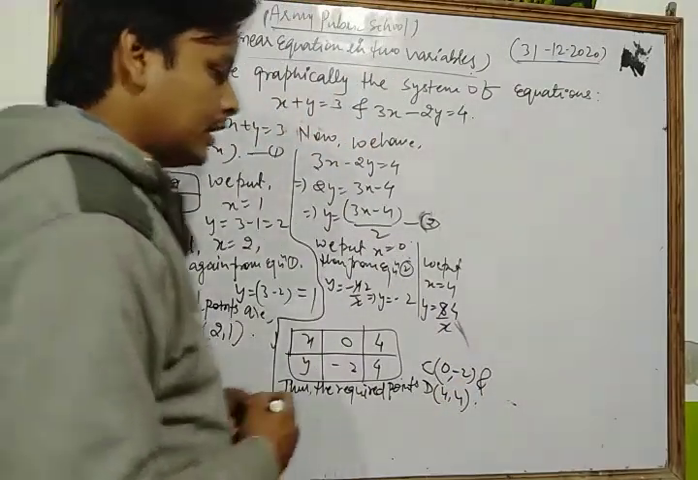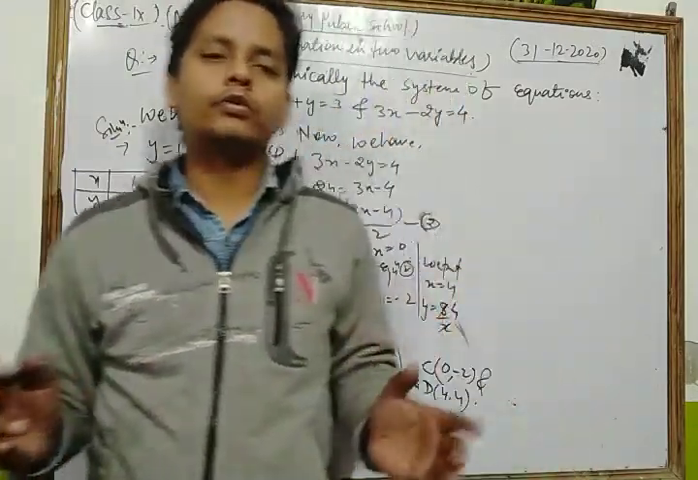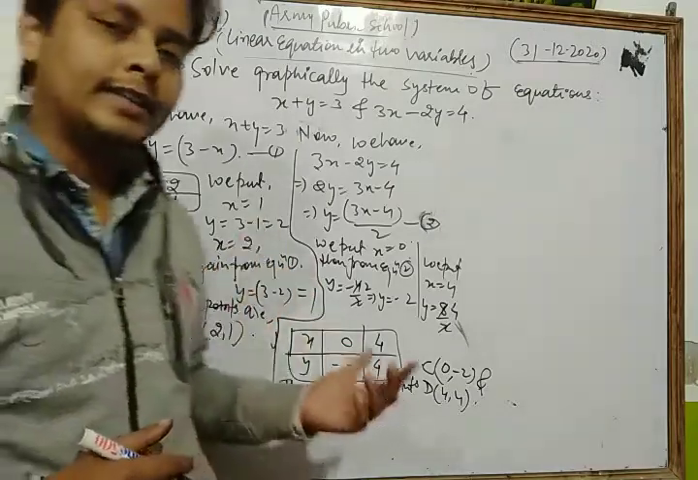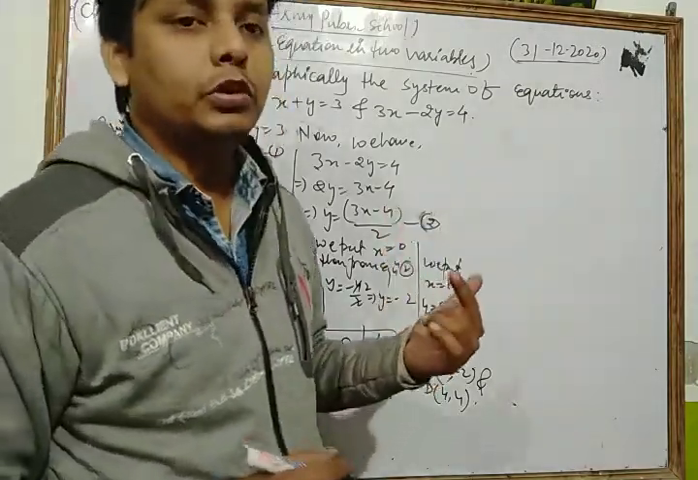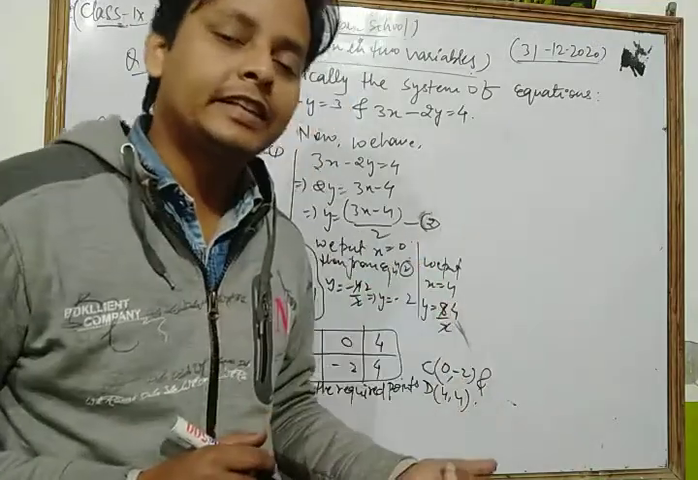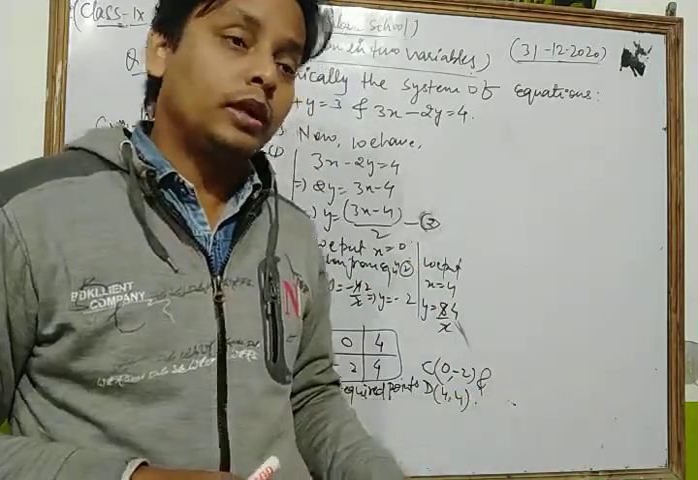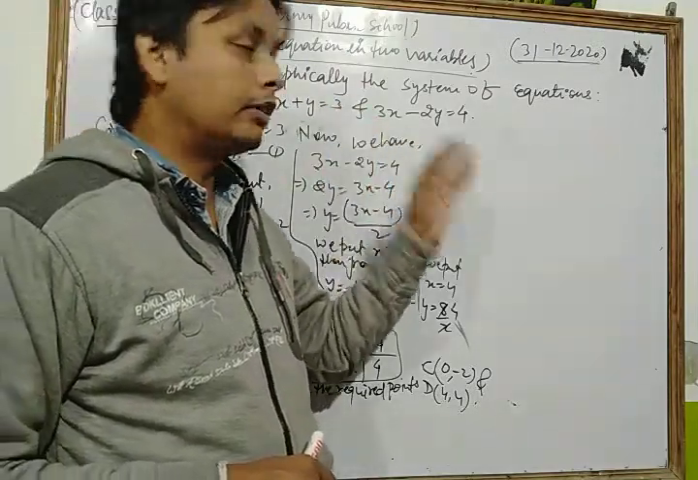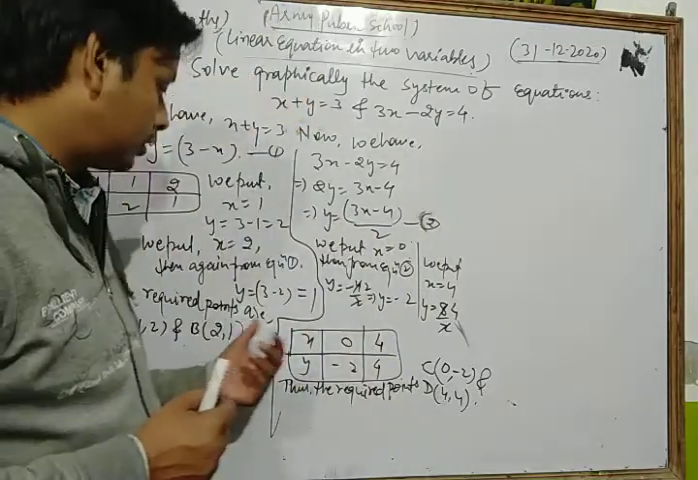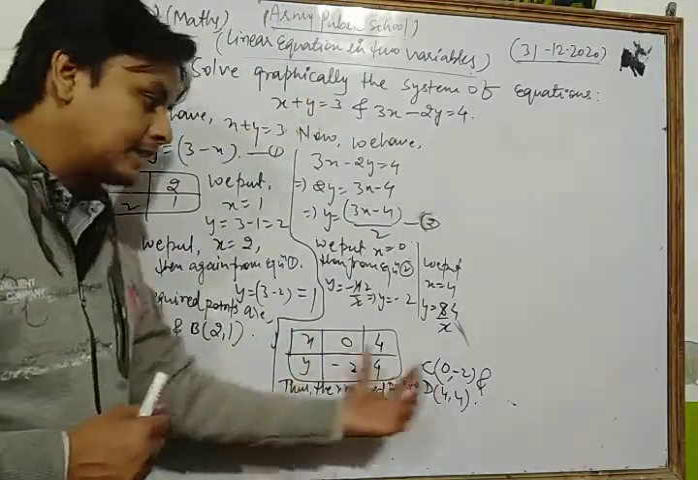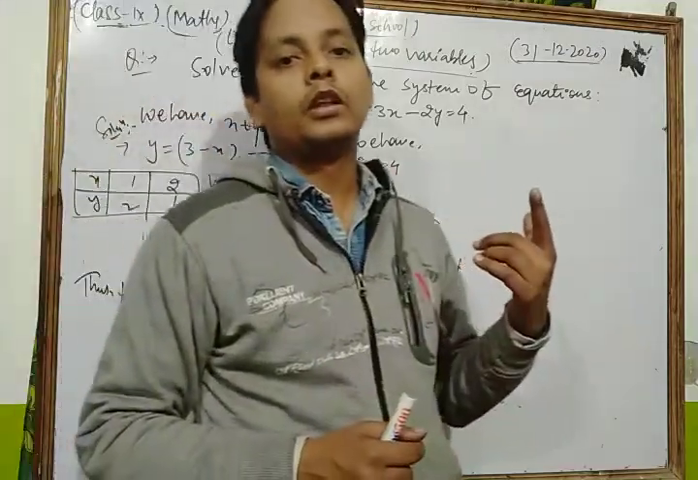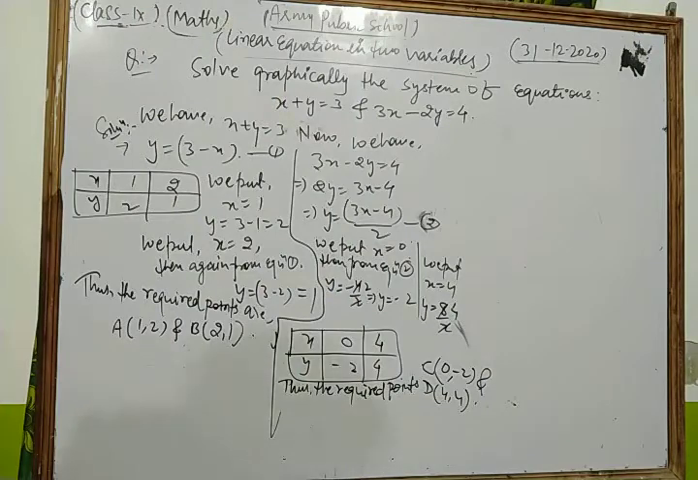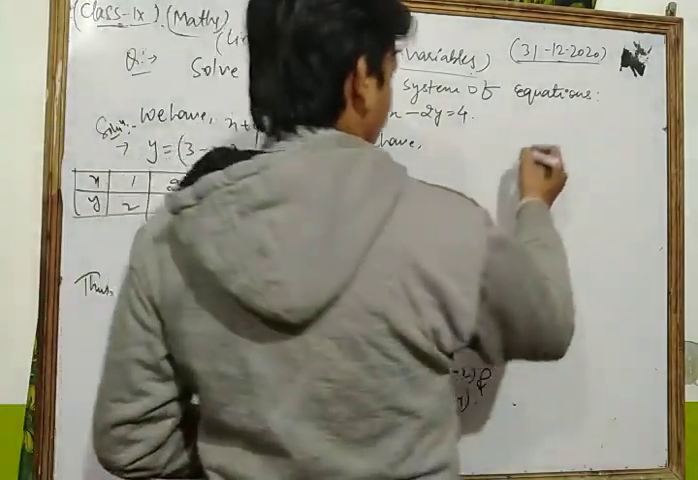Now dear friends, in this way, first of all we find the required points with the help of the first linear equation in 2 variables and the second linear equation in 2 variables. Now we have a question: we solve graphically the system of linear equations. Now we plot all these points A, B and C, D on the same graph paper. Let's see, dear students.